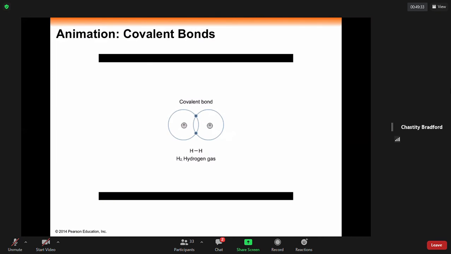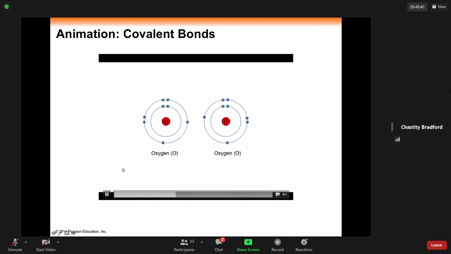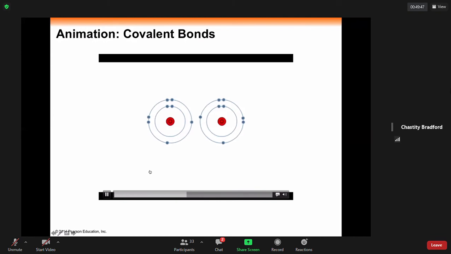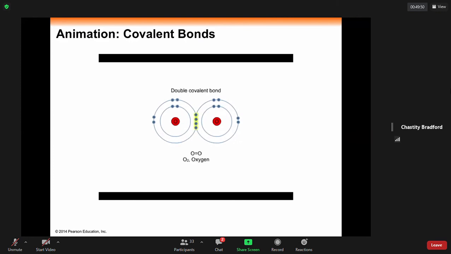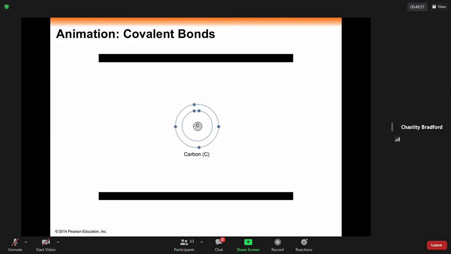A molecule is defined as 2 or more atoms held together by covalent bonds. An oxygen atom needs 2 electrons to complete its outer shell. 2 oxygen atoms can share 2 pairs of electrons. A molecule of oxygen gas is held together by a double covalent bond, 2 shared pairs of electrons. A carbon atom needs 4 electrons to complete its outer shell. It can share electrons with 4 hydrogen atoms, forming a methane molecule containing 4 single covalent bonds.